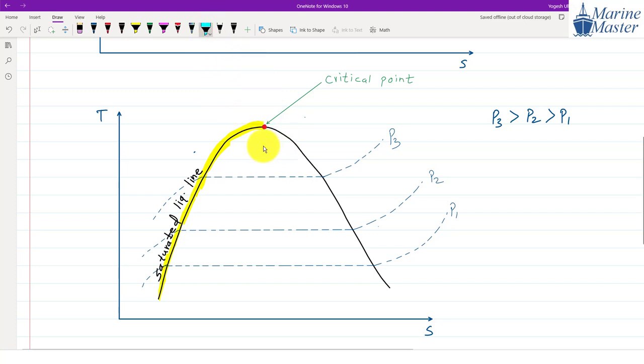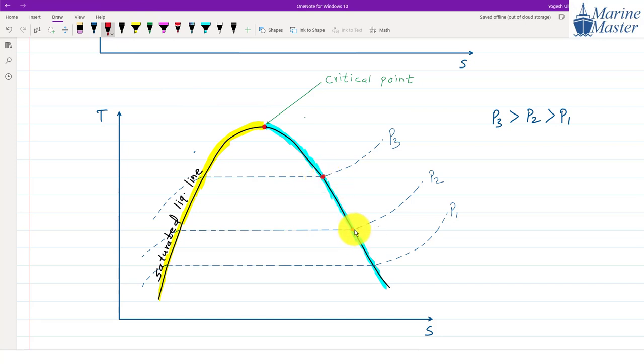Then this one, guys, with another highlighter I'm using, if you consider any point on this line, we will get dry saturated vapor. Another side of the saturation curve, this black one, denotes the entire saturation curve. This part of the saturation curve is the saturated liquid line. On this line, if you see this point, can anyone tell me the state of this point? Dry saturated vapor.